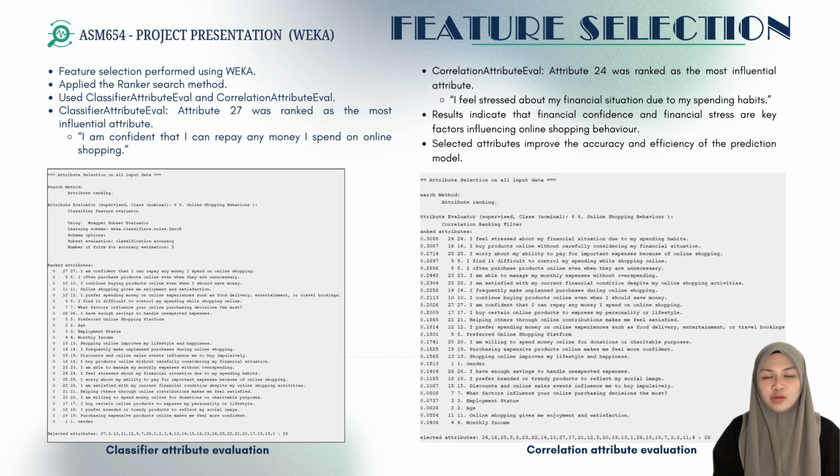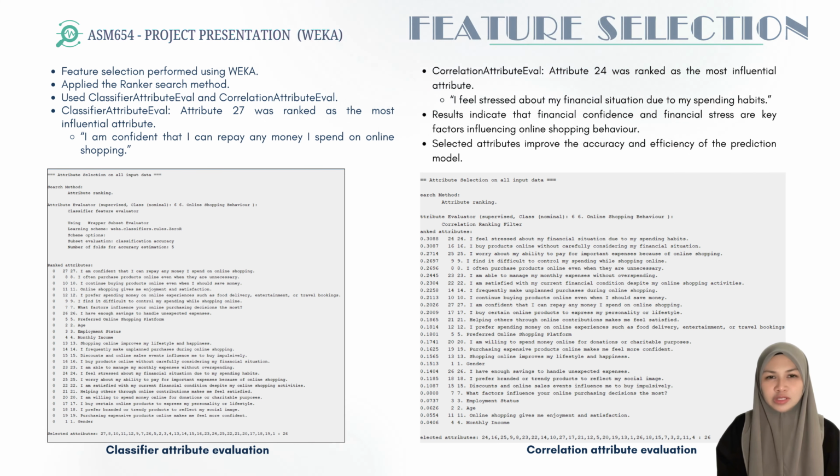Feature selection was performed using Weka with the Ranker search method. We used two evaluation methods, classifier attribute evaluator and correlation attribute evaluator. Based on the result, attribute 27 was identified as the most important attribute in the classifier attribute evaluator, while attribute 24 was ranked highest in the correlation attribute evaluator. This result showed that financial confidence and financial stress are key factors influencing online shopping behavior and shopping pattern. Overall, feature selection helped identify the most relevant attributes and improve the accuracy of our prediction model.